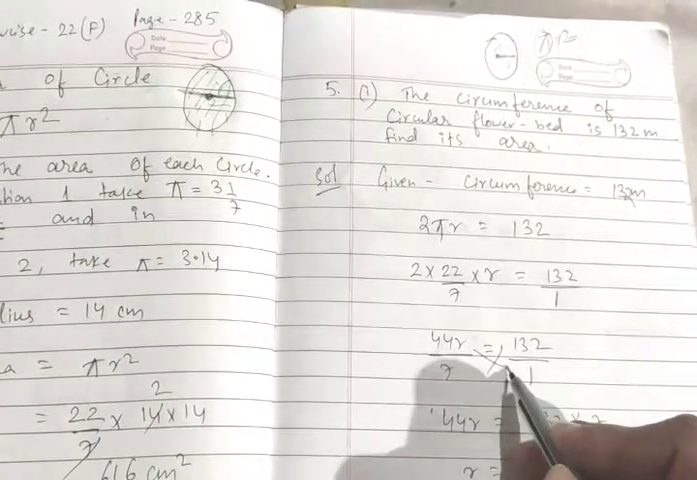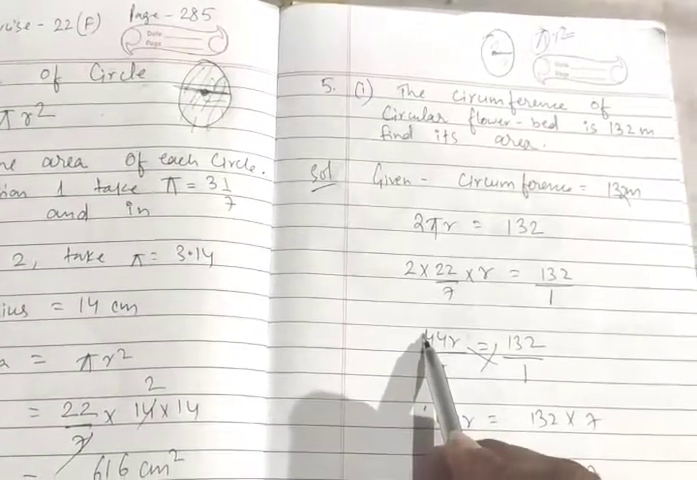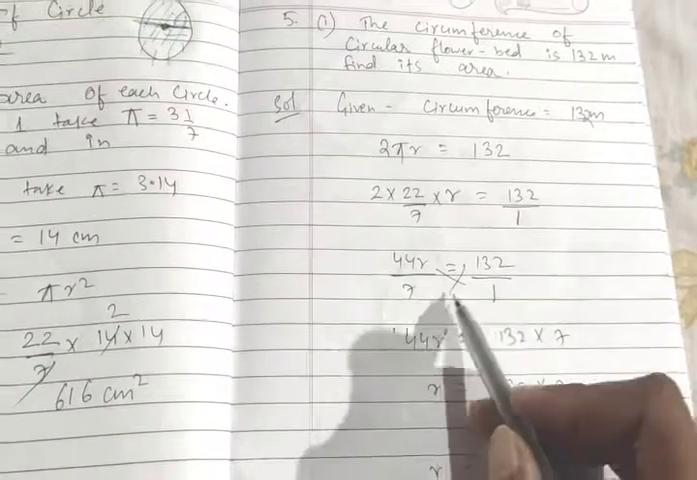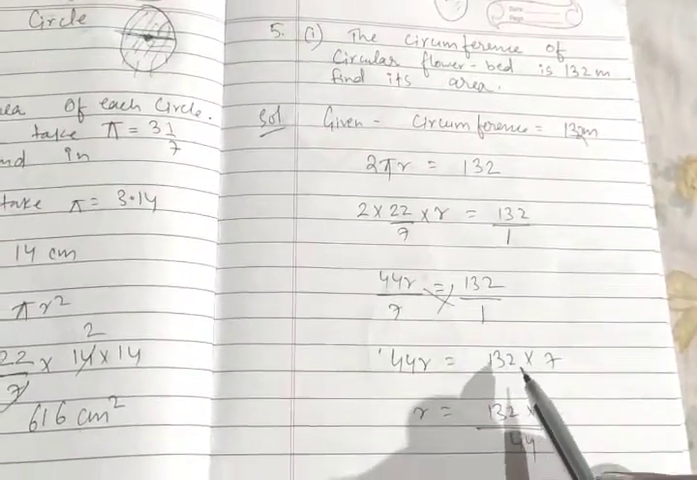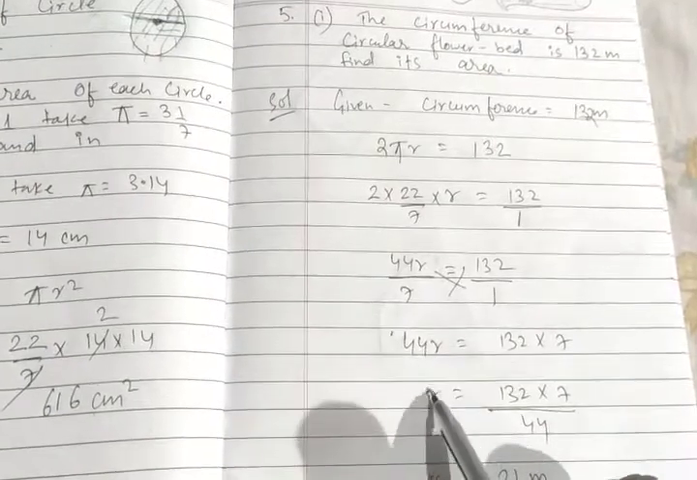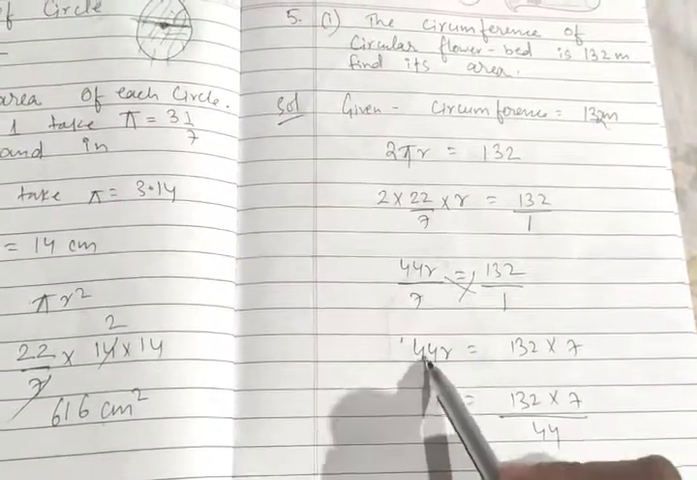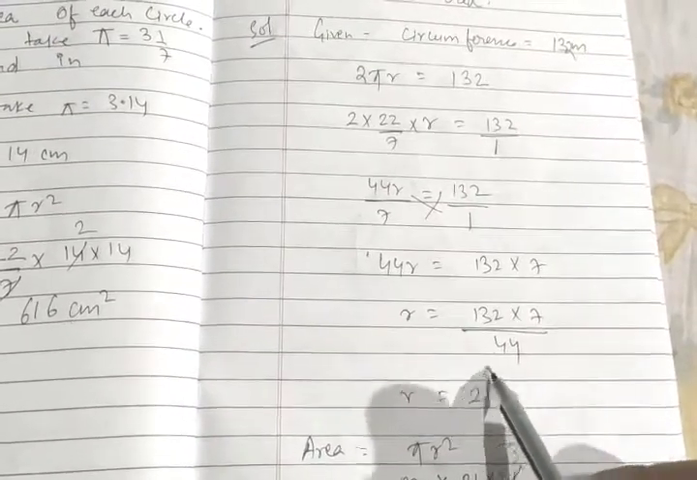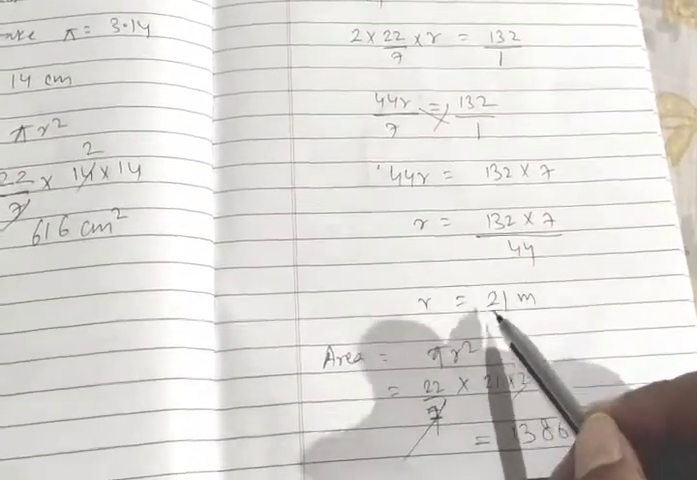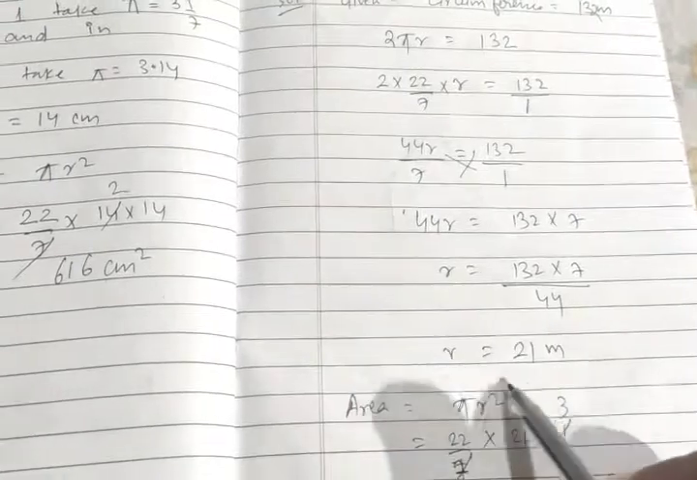Now we'll do cross multiplication. So 44r into 1 will be 44r, and 7 into 132, let it be this way so it will be easy for us to calculate. So r will be 132 by 7, and 44 comes down. When we cancel it, we get the value of r as 21 meter. So we got the value of r, 21 meters.